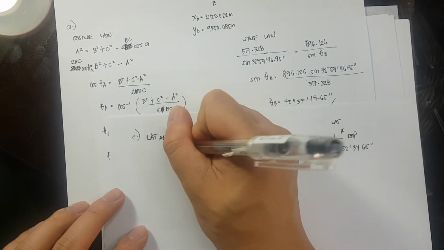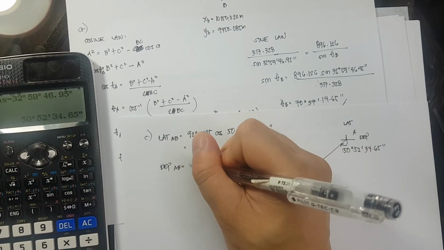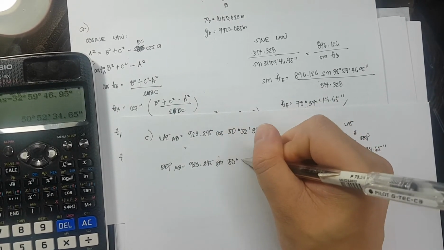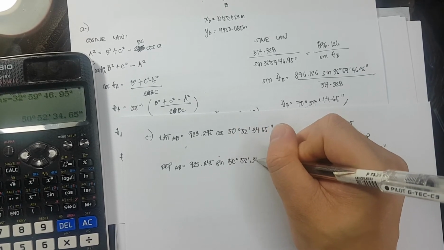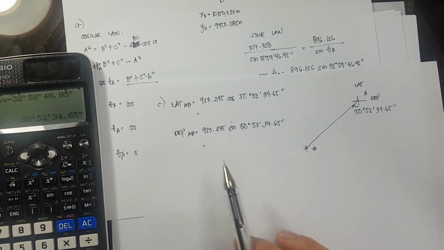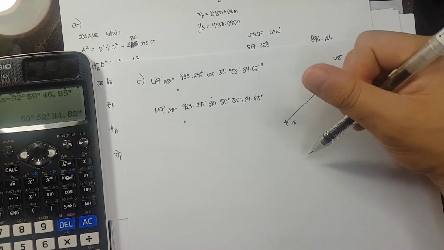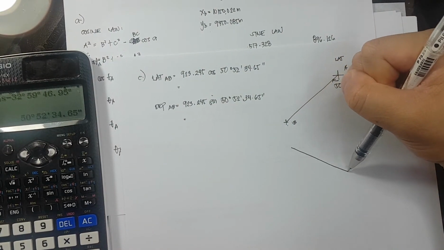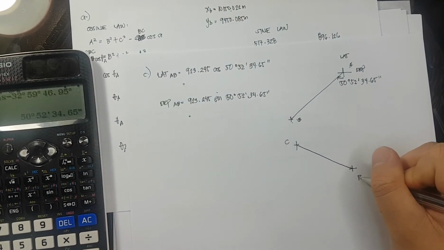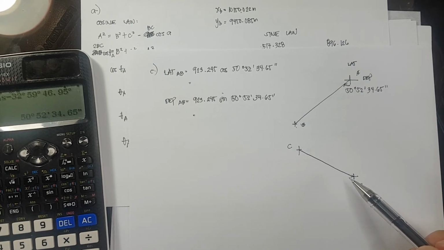Okay. Next would be departure of AB, and that is equivalent to 923.245 sine 50 degrees, 52 minutes, 34.65 seconds. Okay. Next would be for the latitude of CB. Now, for CB, i-redraw natin yung ating, okay, so this is C, and this here is B. Okay, so ano ang azimuth natin dito?